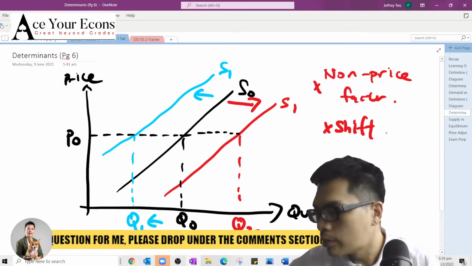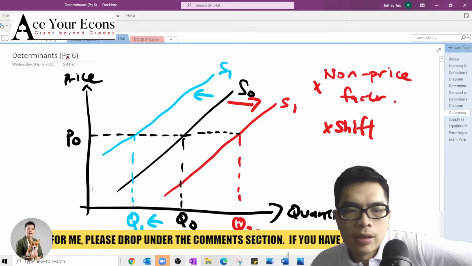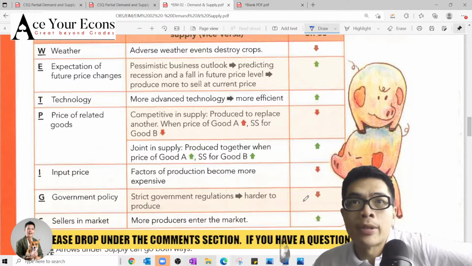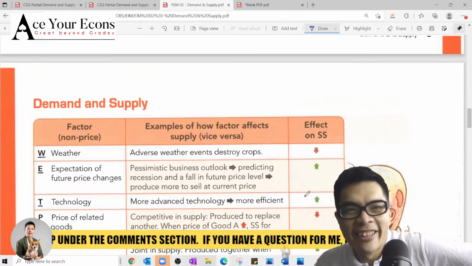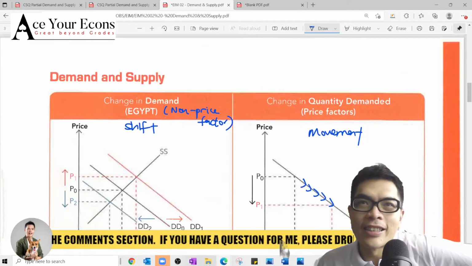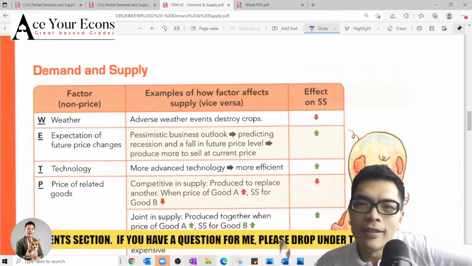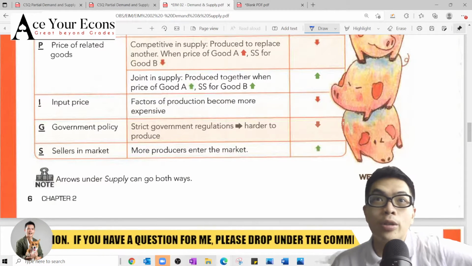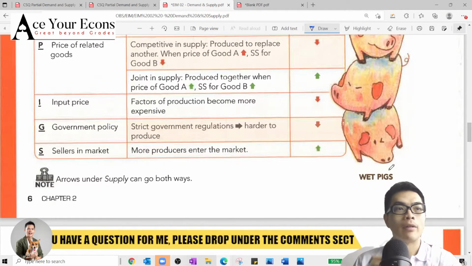So far so good. Now I'm going to move on to the determinants of this. I'm also possibly going to share some sob stories behind this diagram. You realize that all this illustration looks really good, right? This is actually produced by our in-house artists. Initially, when we chose WETPIGS, I don't know whether your school uses WETPIGS. Some use WETPIGS, some don't. Do they use the same?